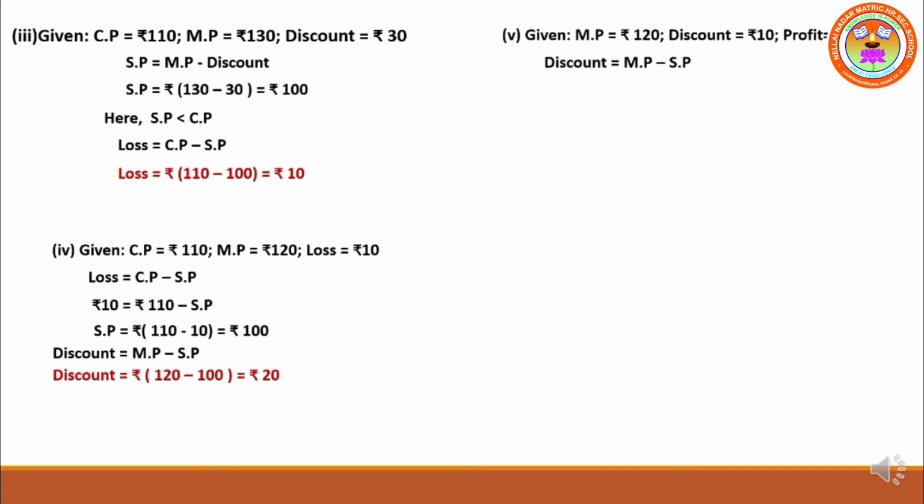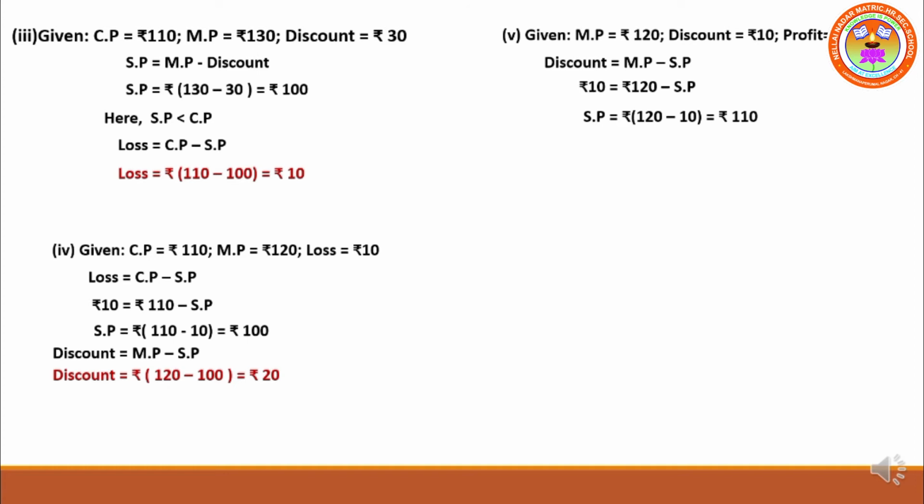First, using the discount formula, I am going to find what is SP because my mark price and discount values are given. So using these two, I am going to find SP from the above formula. Discount is equal to MP minus SP. Substituting the values of MP and discount, I'll get 10 rupees is equal to 120 rupees minus SP. Now, on subtracting 120 minus 10, I will get 110 rupees, which is the SP value. So we have found SP.